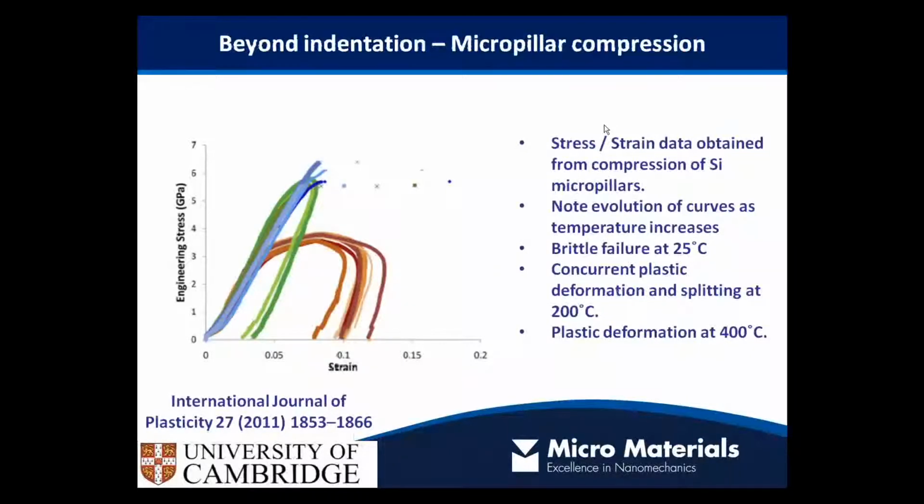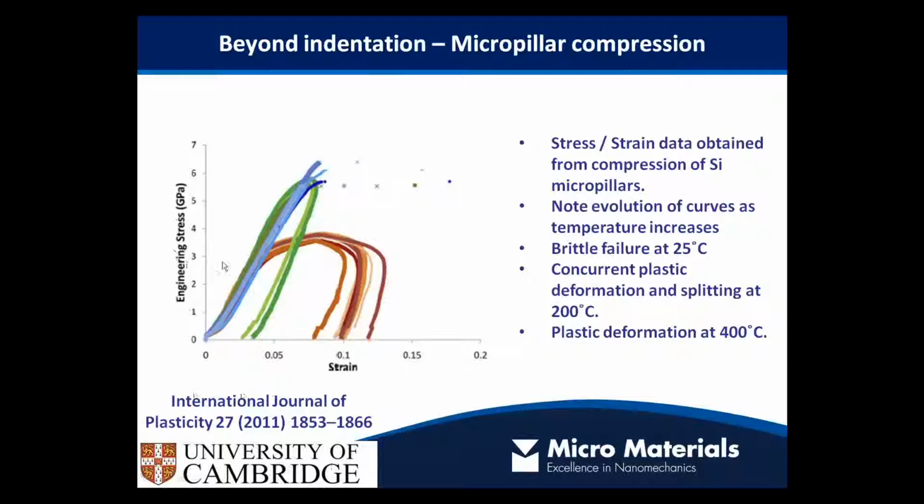So moving away from indentation and moving on to some other techniques which can be undertaken with the nanotest at elevated temperature. The first example I'd like to look at is micropillar compression. This is a relatively new technique, and a lot of people are very interested in this. The beauty of it is that it eliminates a lot of the complex contact mechanics between a Berkovich indenter and the sample surface. So what you can see on the left here is a stress strain chart.